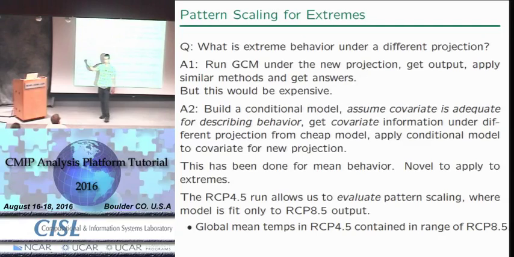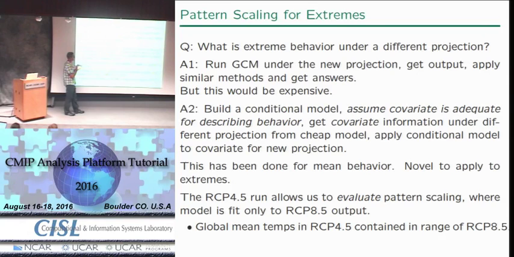Well, say we fit that model via the data from RCP 8.5, but if you gave me the global mean temperatures from RCP 4.5, I can use that same model without using any model output from RCP 4.5. All I'm using is the global mean temperatures, and I can produce projections of what the annual maximum is. And this is the idea of pattern scaling, and this is widely done for means.